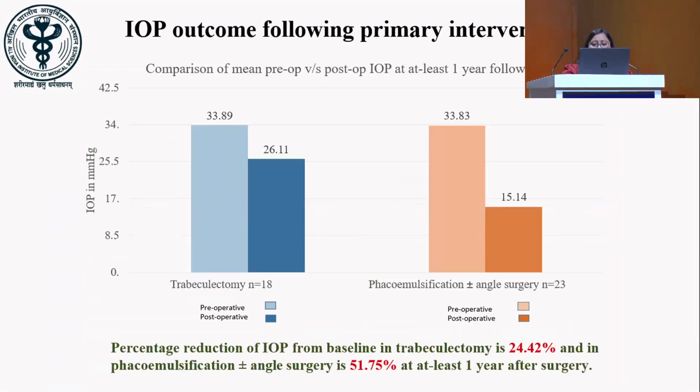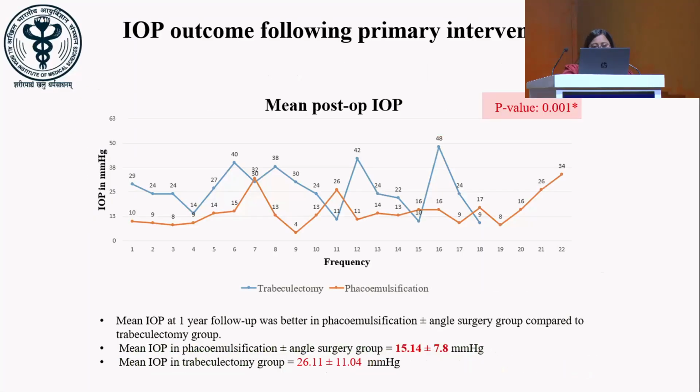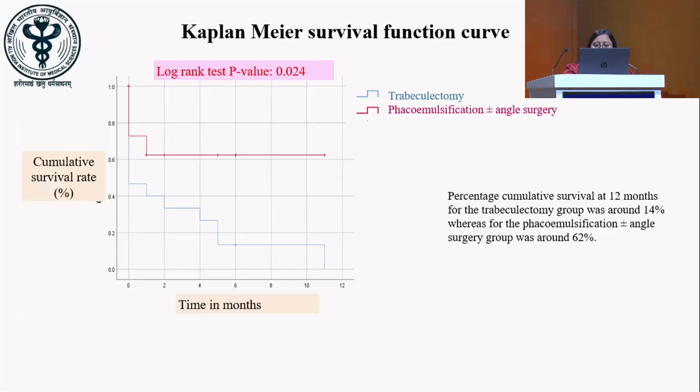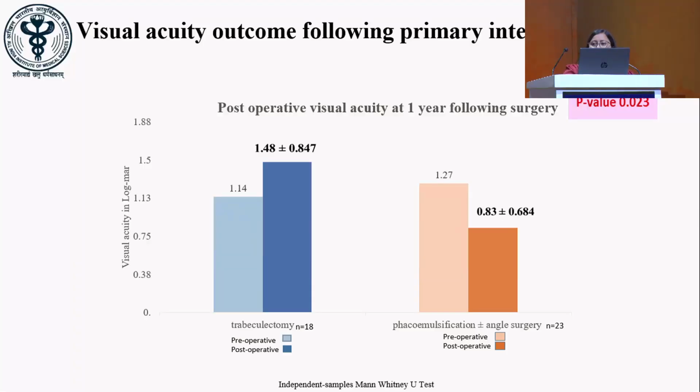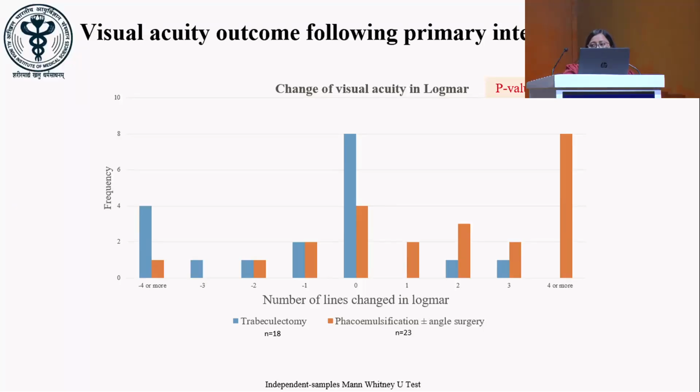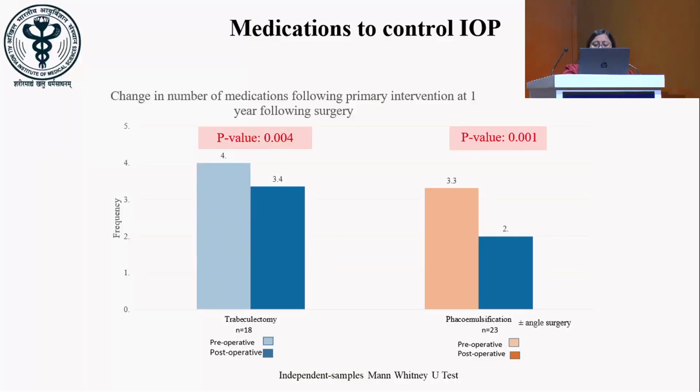We saw that there was a reduction of IOP in both the groups, but the IOP reduction in the phacoemulsification group was 51% at least 1 year after surgery, with a mean IOP of 15.4 millimeters of mercury. The survival of the surgery, that is phacoemulsification, was much higher when compared to trabeculectomy. Also, the vision was improved in the phacoemulsification group, and at least 13 eyes gained 2 or more lines of logMAR vision, whereas in the trab group, the vision dropped by 2 or more lines in the majority of patients. The number of medications to control IOP was significantly reduced in both the groups.